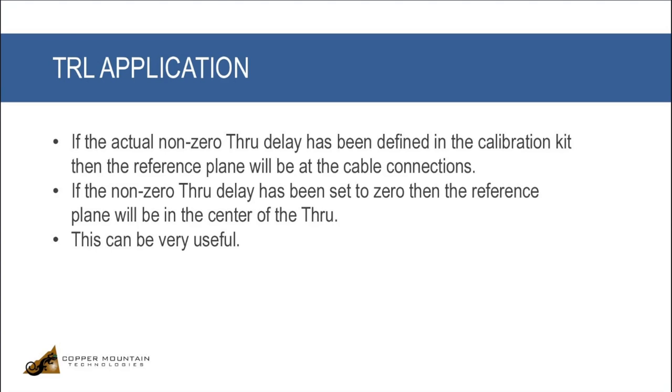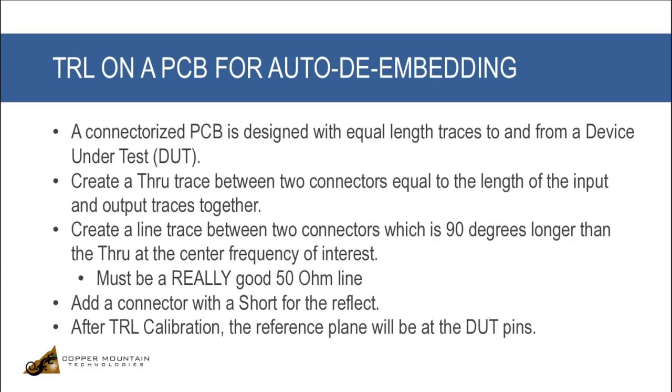But there's an interesting application. If you have a non-zero through, but in the definition of the TRL kit, you set the delay of the through to zero, then when you're finished with your calibration, your through, your reflect, and your 90 degree line, the result will be a reference plane that is halfway in the middle of the through. Now, why is that useful? It's normally not, but I can think of a good application on a PC board.